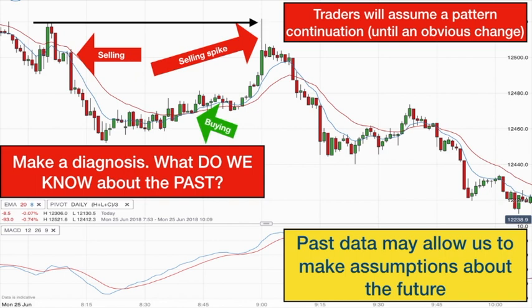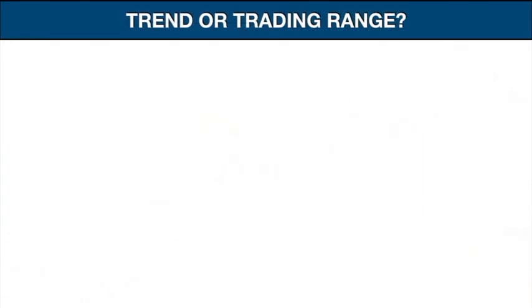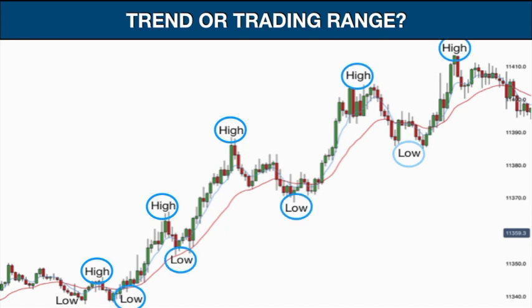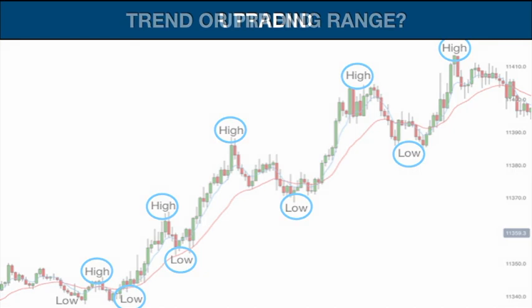So take a look at this chart below. Is the market in a trend or is it in a trading range? It's in an uptrend, isn't it? How do we know that it's in an uptrend? Well, the market's making higher highs and it's making higher lows. So let's look back at the start of it. When did it become a trend?